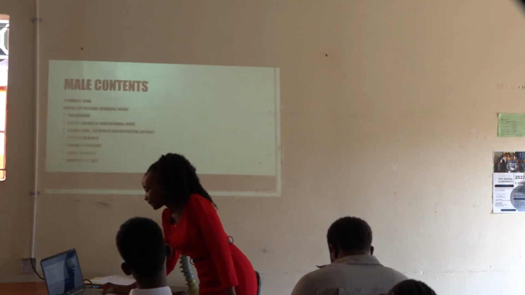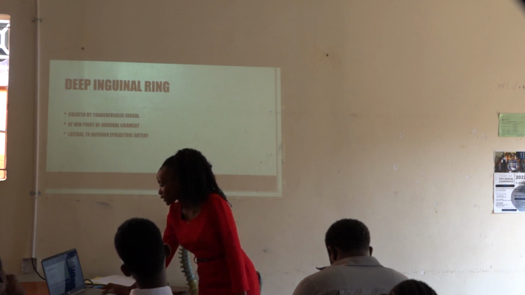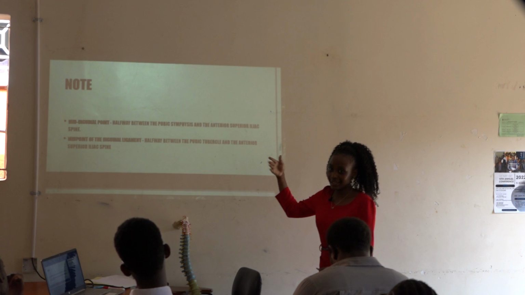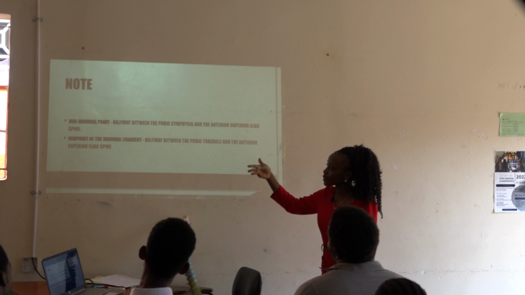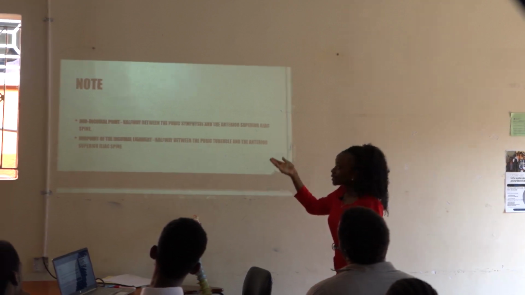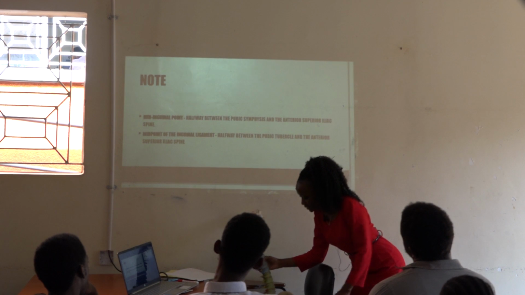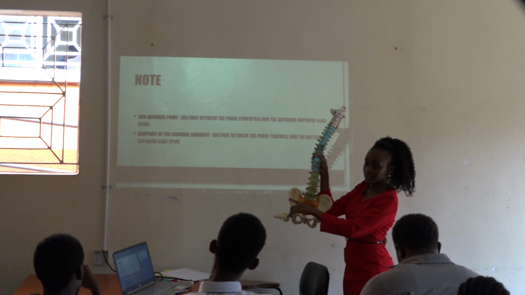Then it's at the midpoint of the inguinal ligament. There are these two terms and they are different: the mid-inguinal point and the midpoint of the inguinal ligament. The mid-inguinal point is between the pubic symphysis, this thing, and the anterior superior iliac spine.